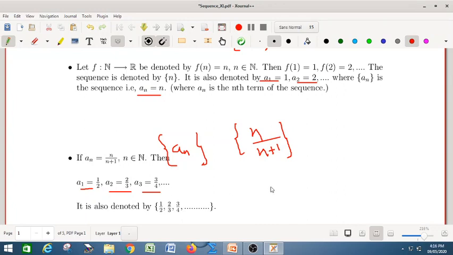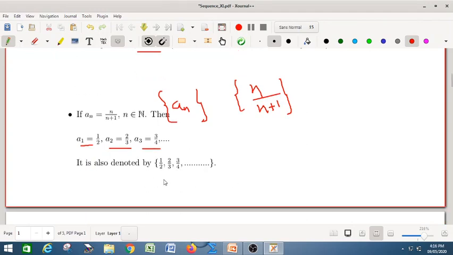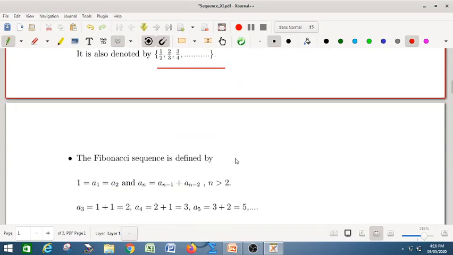A sequence can be finite or infinite. In most cases it will be infinite. If a sequence has a finite number of terms, we say the sequence is finite, and if it has an infinite number of terms, it is an infinite sequence. So this is one of the sequences.